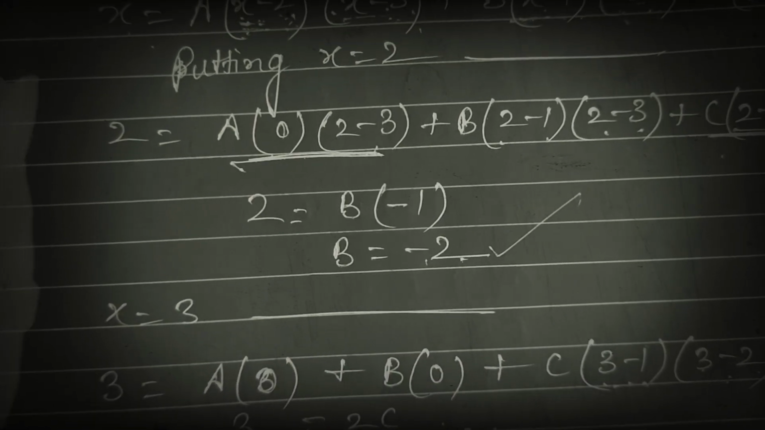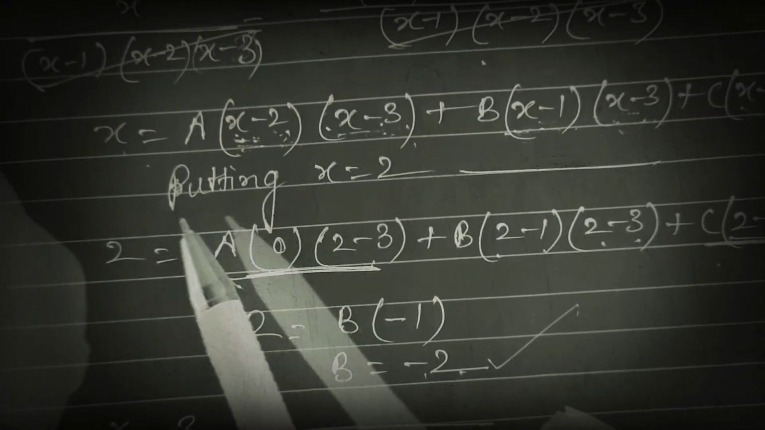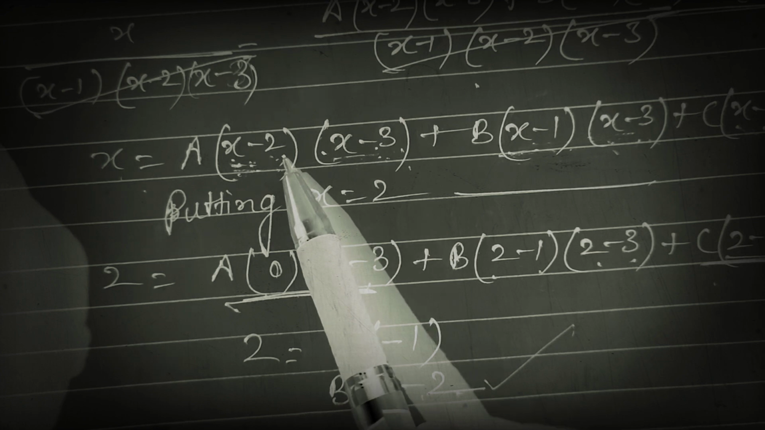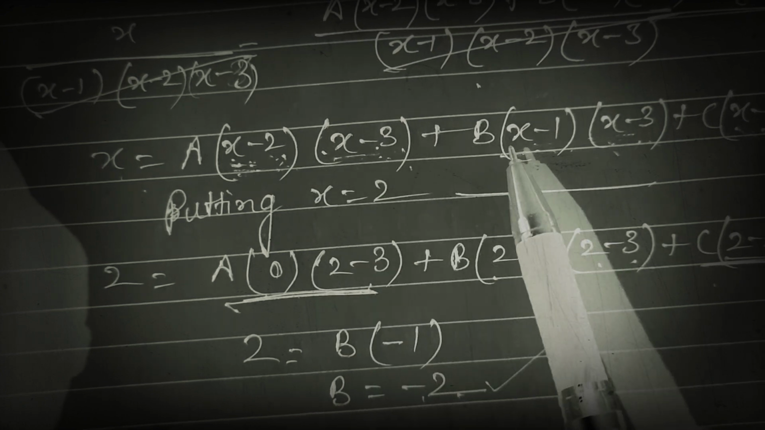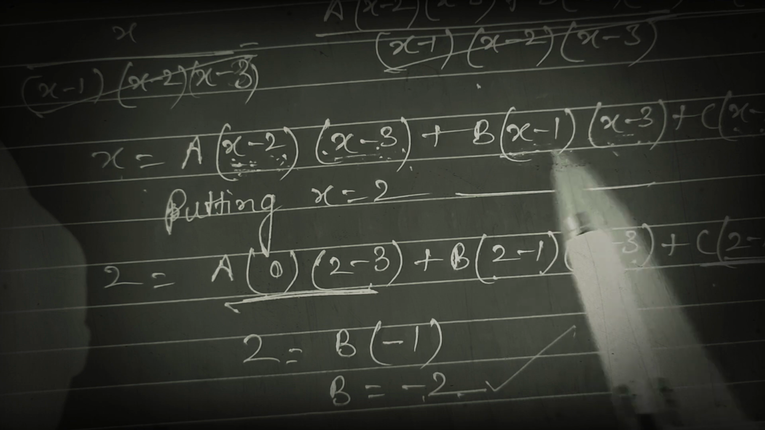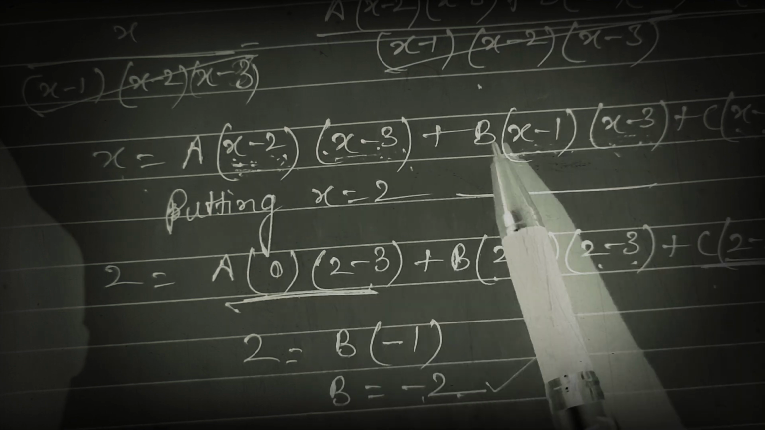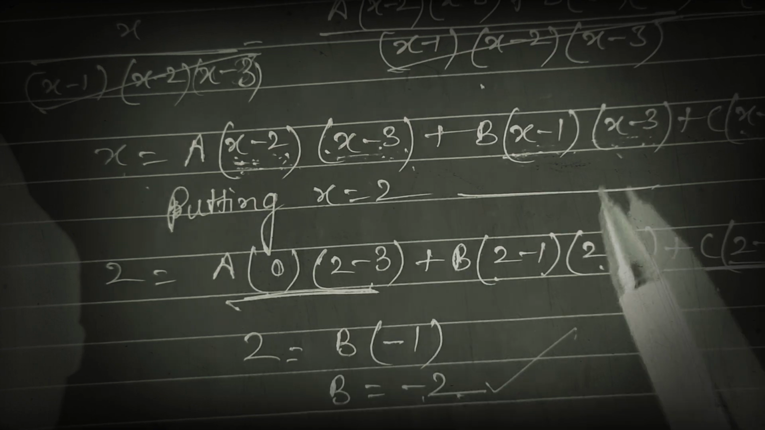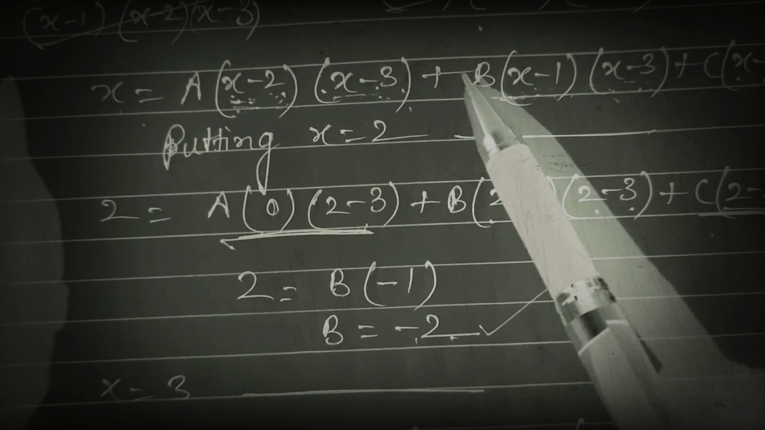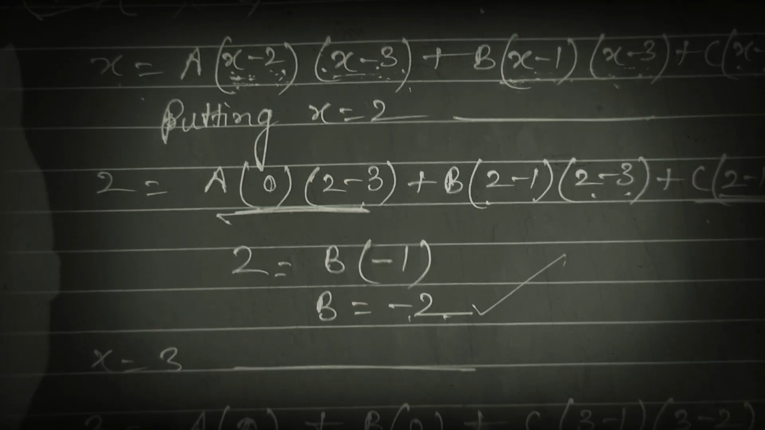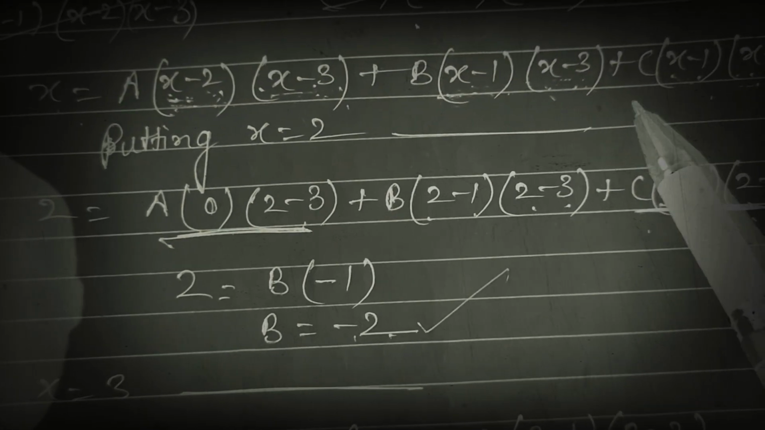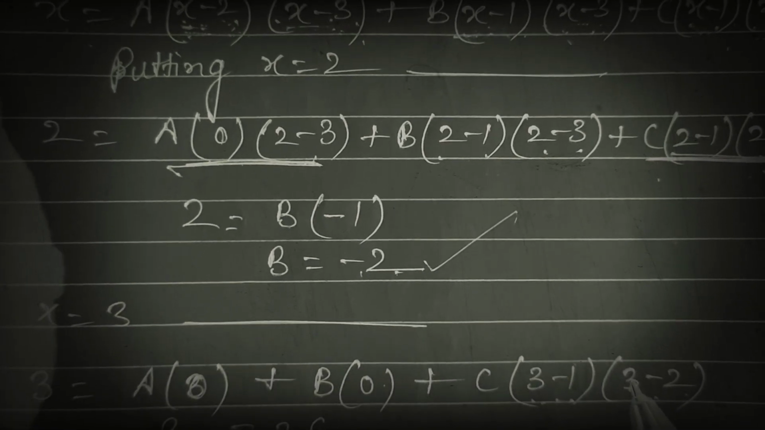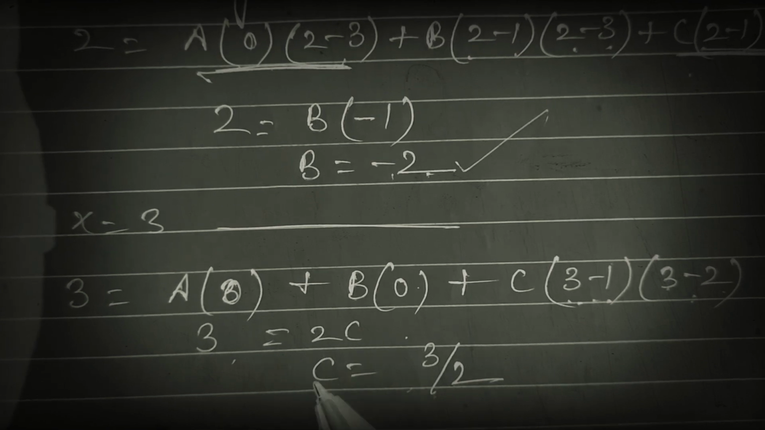Now we put x equal to 3 on both sides. Then 3 is equal to A into (3 minus 2) into (3 minus 3) plus B into (3 minus 1) into (3 minus 3) plus C into (3 minus 1) into (3 minus 2). In the first two terms we get 0, since 3 minus 3 is 0. Now C into (3 minus 1) into (3 minus 2) gives the C value 3 by 2.